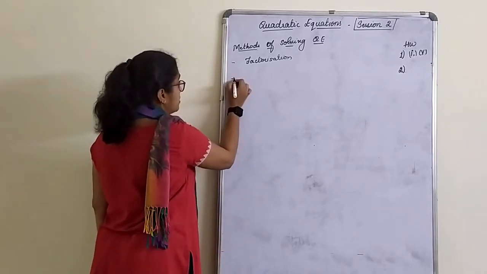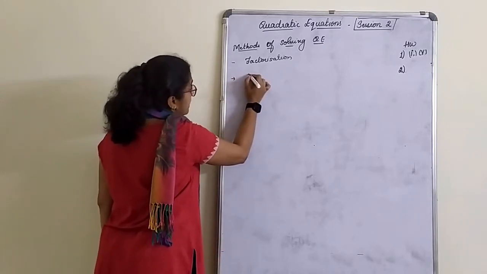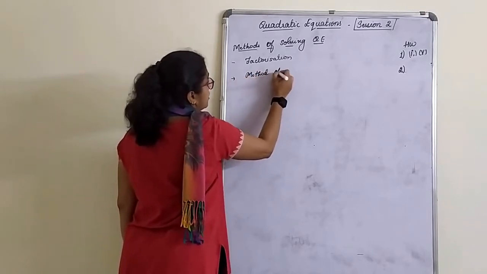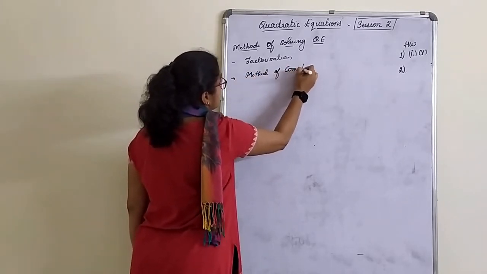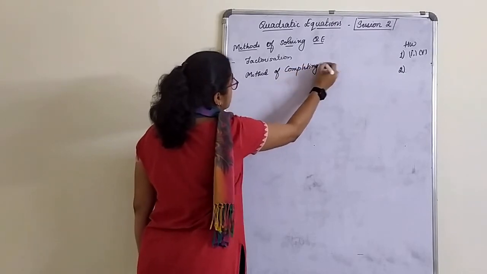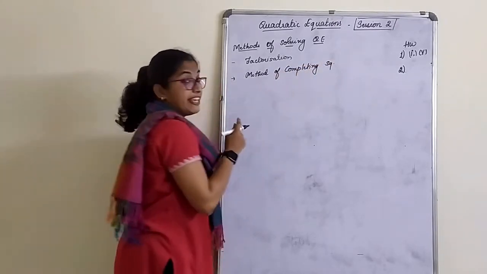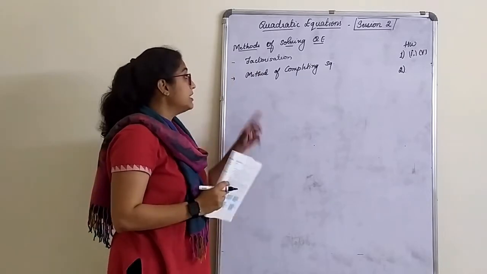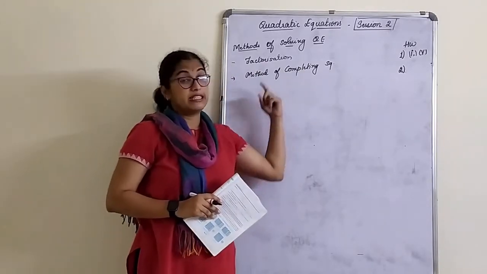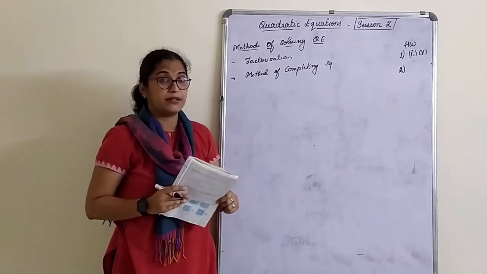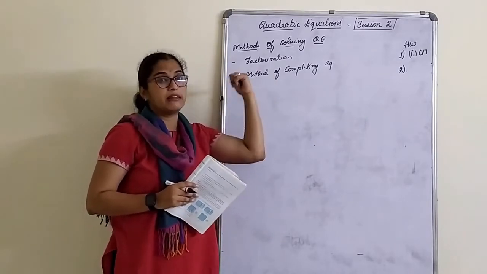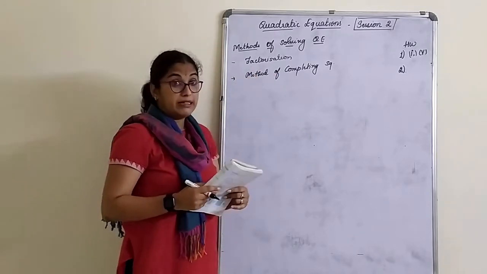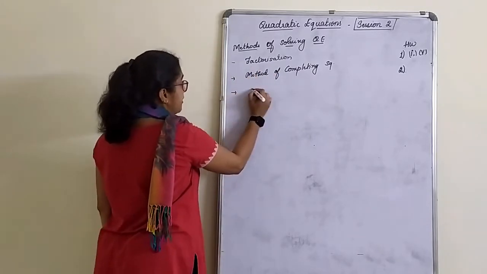The second method is the method of completing the square. If you remember, I had given this method in linear equations by mistake. I had told you all also to strike out this method. We will study this in the quadratic equation chapter. I had mistakenly given this method in the previous lesson. So we can solve it by the method of completing the square, and the last one is by formula method.